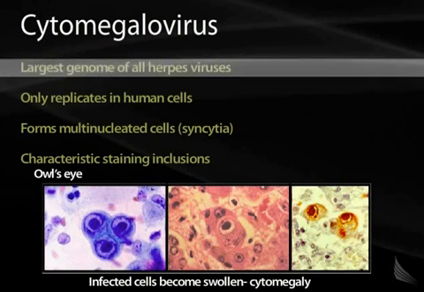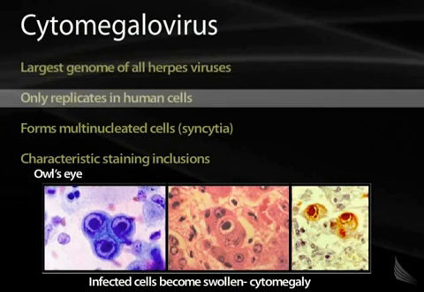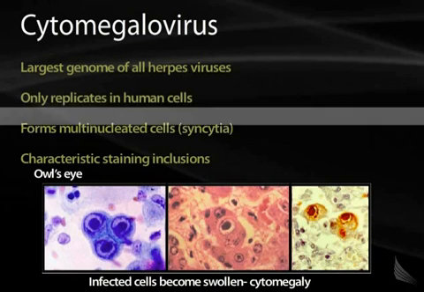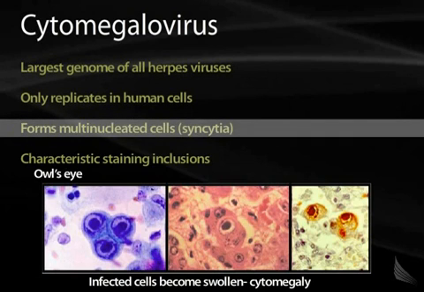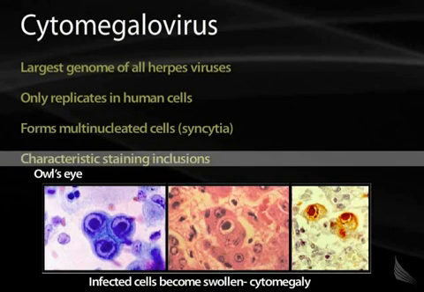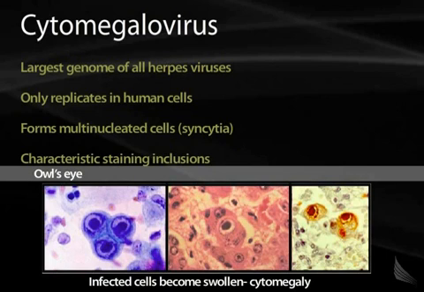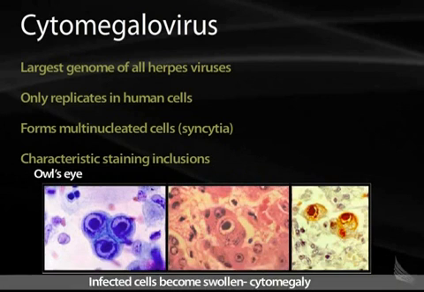Cytomegalovirus has the largest genome of all herpes viruses. It only replicates in human cells, and it forms multinucleated cells, or syncytia. The characteristic staining inclusions look like owl's eyes, as shown here in these figures. The infected cells become swollen and big, or have cytomegaly.